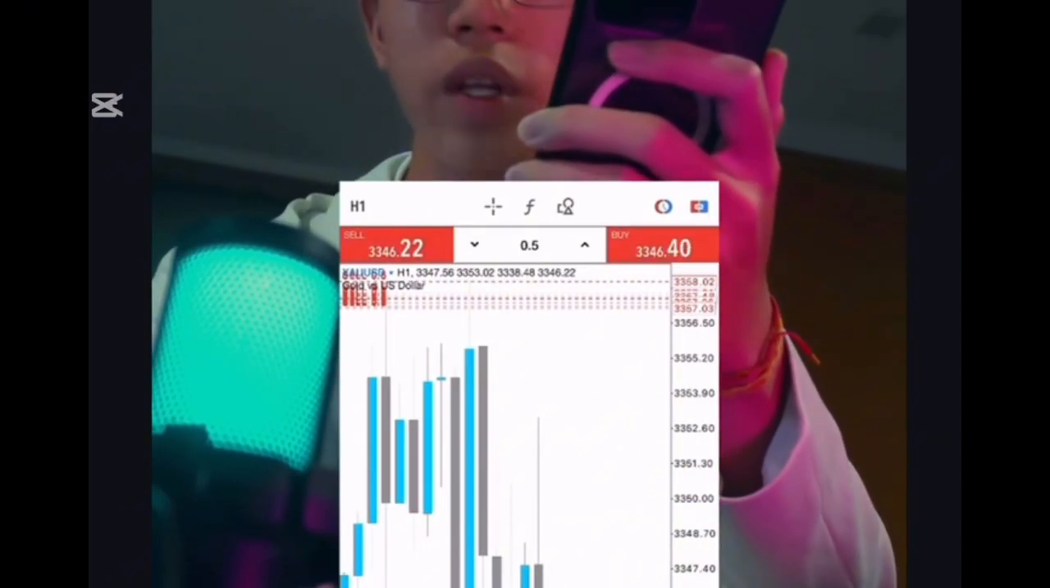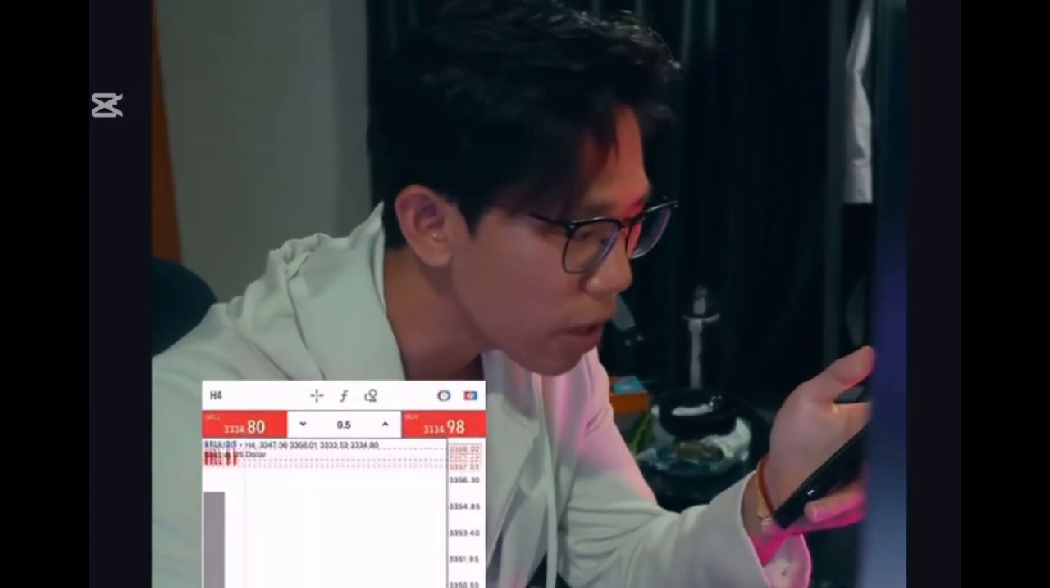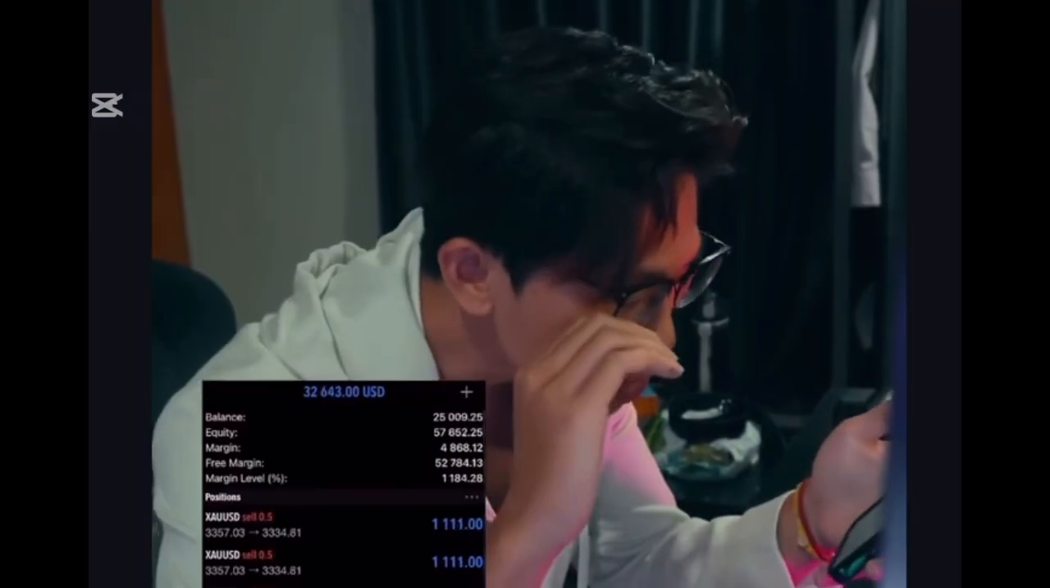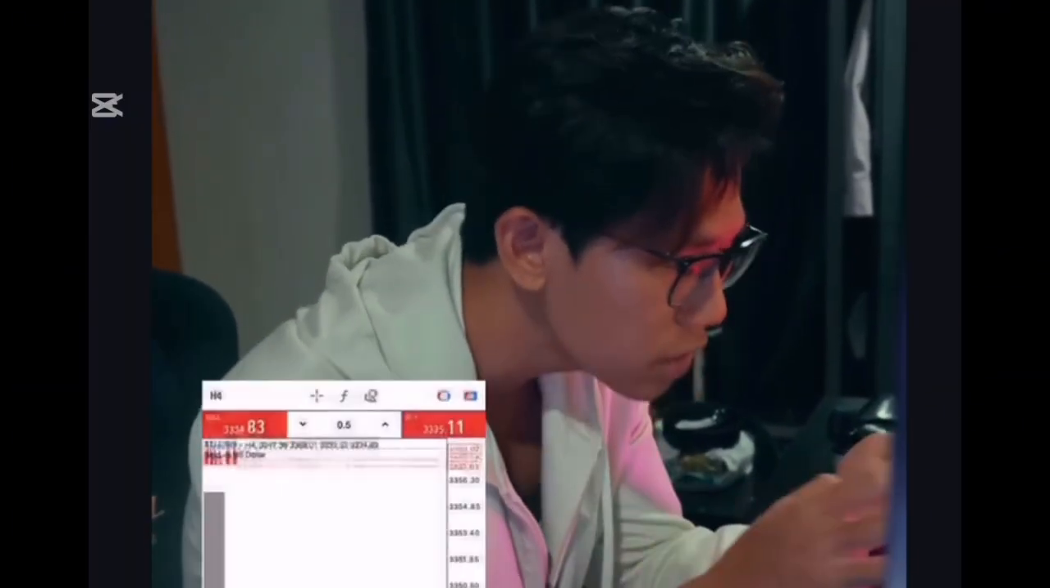Come on, gold. I know you want to go down. Continue going down. Let's go, gold. Don't give me 120 pips. I already caught 200 pips. I want 300 pips at least, gold. Come on. Let's go.